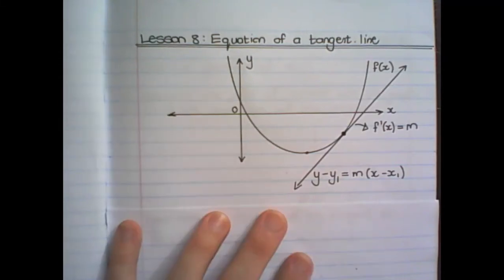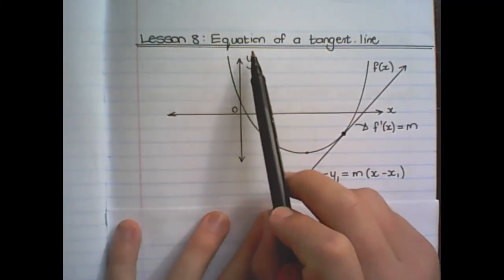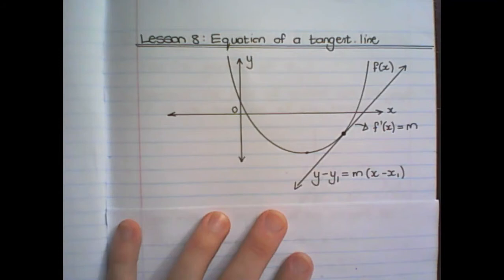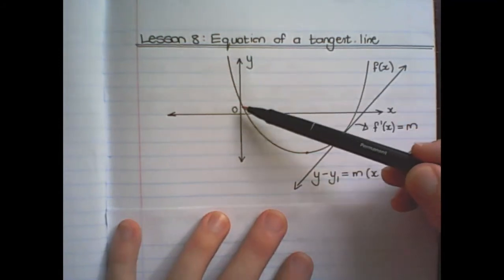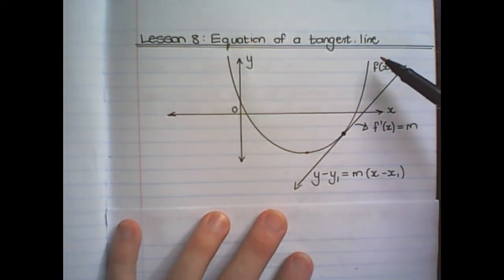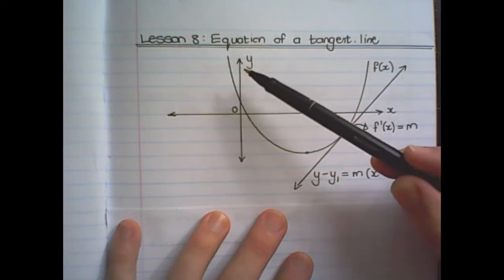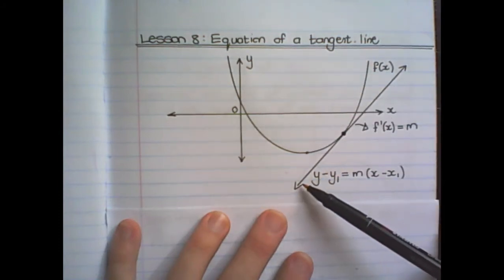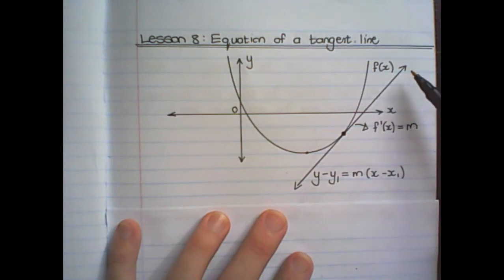This is lesson 8 on calculus, and we are now starting with the equation of a tangent line. In the graph, we are given the function f(x), which in this case is a parabola. And what I've drawn in is a tangent to the parabola.